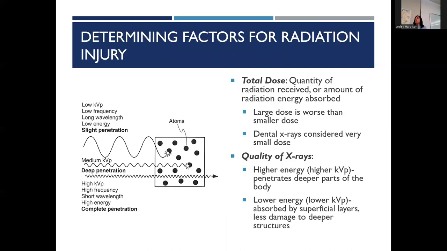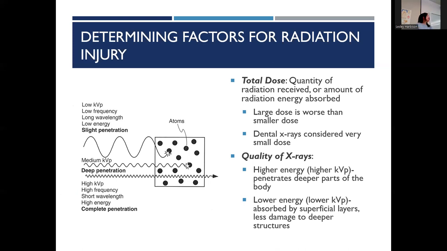Okay, determining factors for radiation injury. So we have a couple terms here: total dose, the quantity of radiation received, or the amount of radiation energy absorbed. So a larger dose is obviously worse than a smaller dose. A smaller dose is going to be less consequential and have less biological effect. Dental x-rays are considered a very small dose.